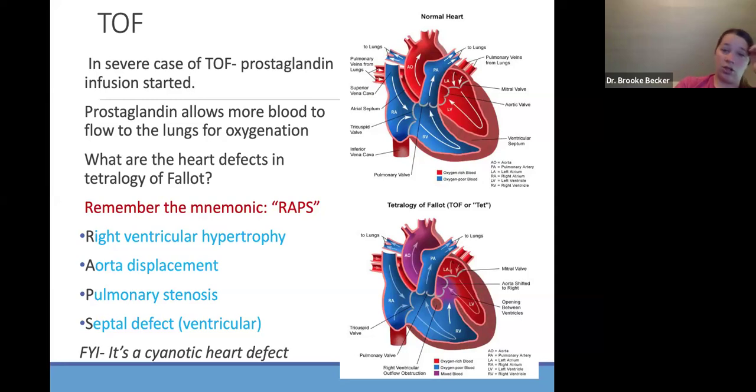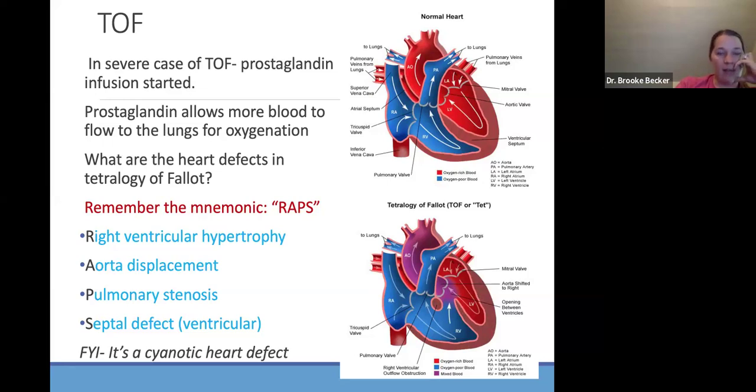And for tetralogy of Fallot, if you remember RAPS, that's right ventricular hypertrophy, aortic displacement, pulmonary stenosis, so narrowing of that pulmonary valve, and then septal defect. So ventricular septal defect, and this is a cyanotic heart lesion. And I will tell you that HESI likes to ask about tetralogy of Fallot because there's a lot of defects, okay?